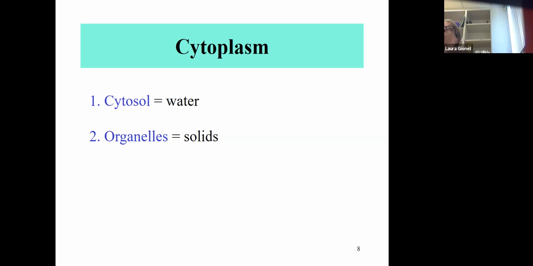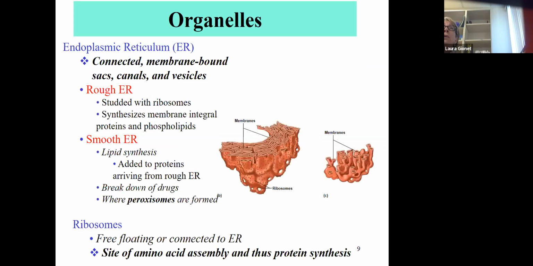And that would include the watery environment that all these chemical reactions occur in, and all the organelles that are suspended in that fluid. So examples of organelles are the endoplasmic reticulums. We have two types. We have rough and smooth.